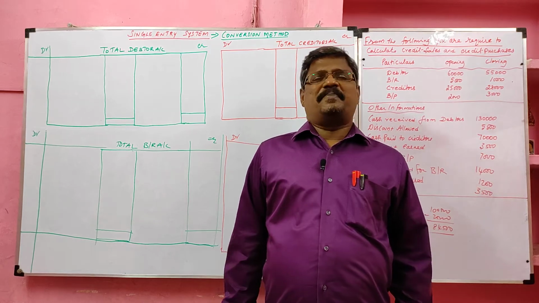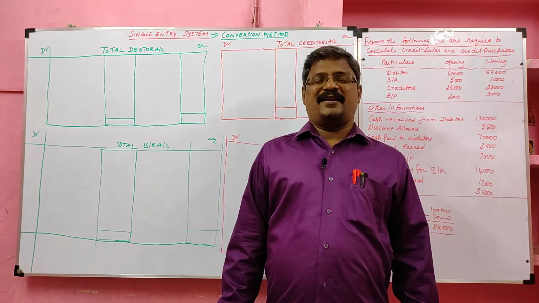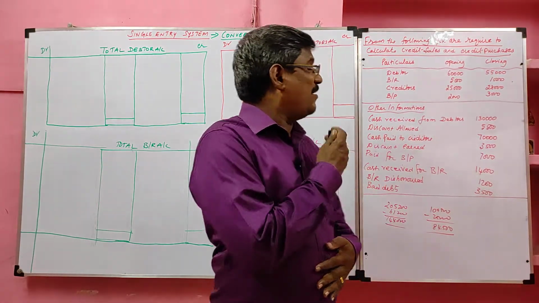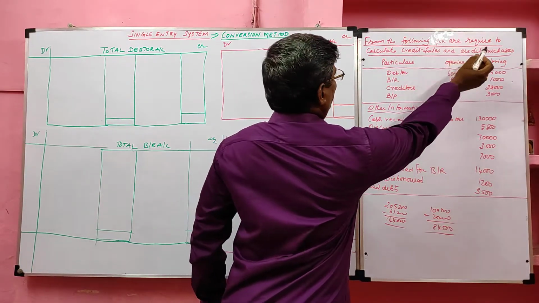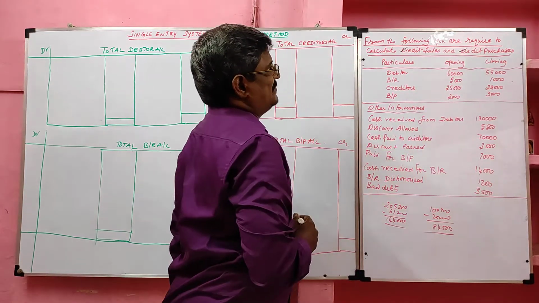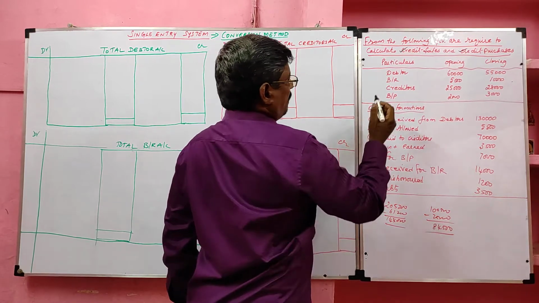We are going to prepare total debtor account, total bills receivable account, total creditor account and total bills payable account. Yes, look at the problem now. From the following, you are required to calculate credit sales and credit purchases. Credit sales and credit purchase we have to ascertain.